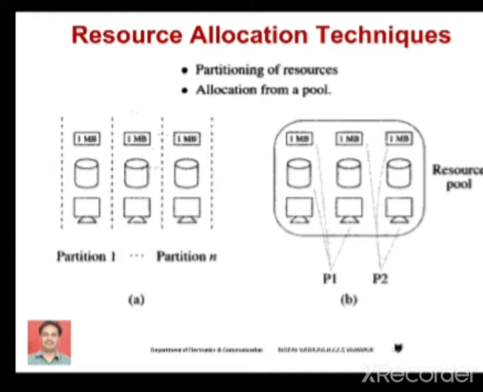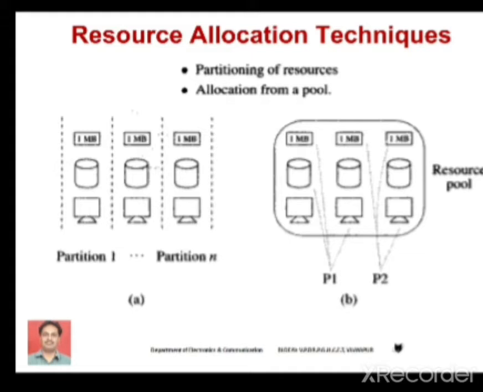In the first case, that is partitioning of resources, as the name itself indicates, the available resources are divided into groups, and each group of resources is exclusively allocated to a program. The first example, that is A, shows an example of the partitioning of resources technique. As can be observed, the first set of resources is called partition 1 and can be allocated to the first program. Similarly, second partition to second program and so on.